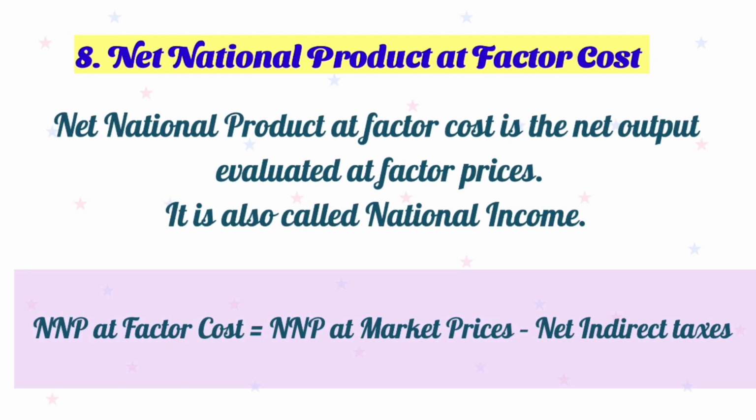Net national product at factor cost is the net output evaluated at factor prices. It is also called national income. So net national product at factor cost will be equal to net national product at market price minus net indirect taxes.